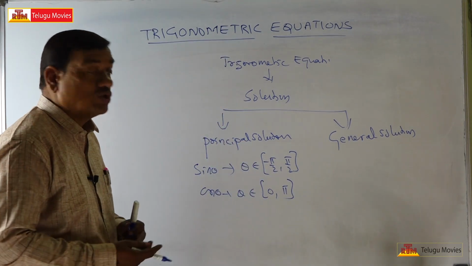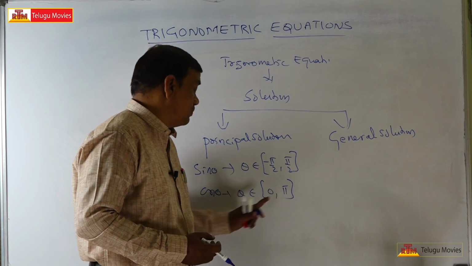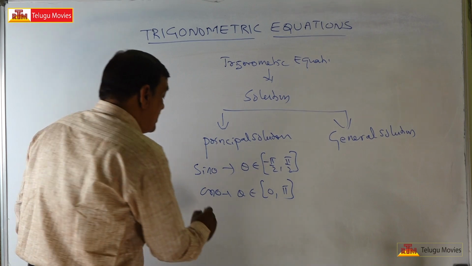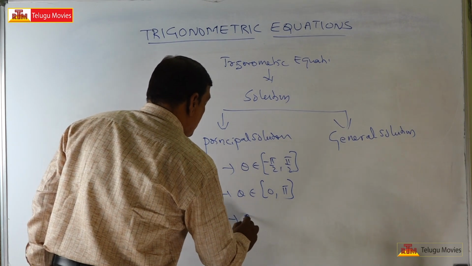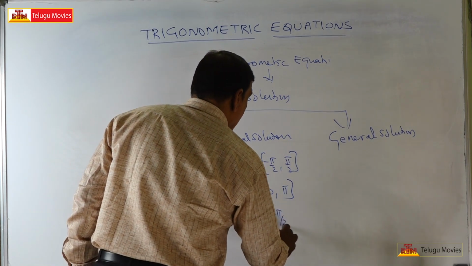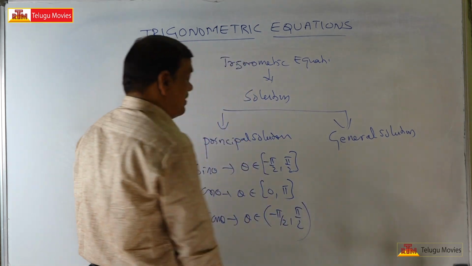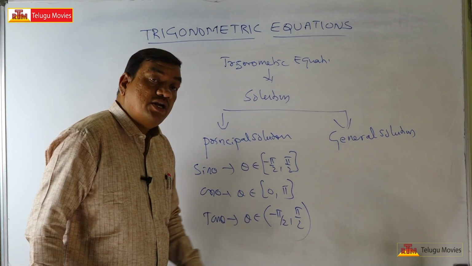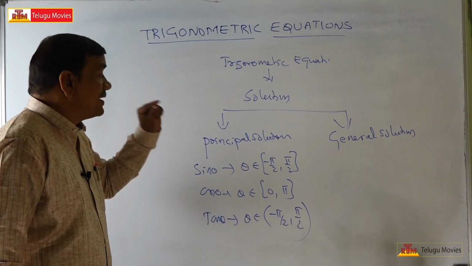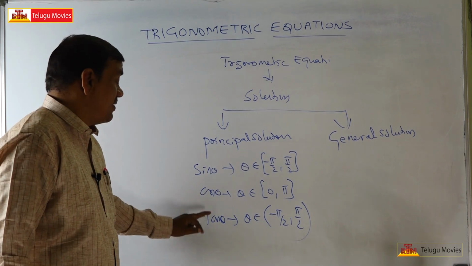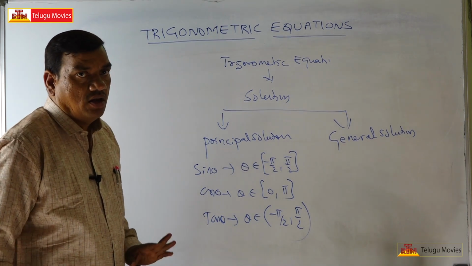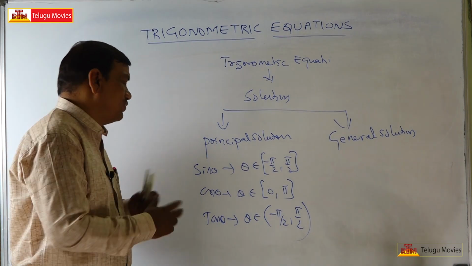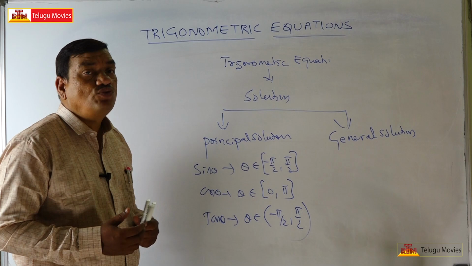The solution which belongs to 0 to pi is called the principal solution. For tan theta, it belongs to the open interval minus pi by 2 to plus pi by 2. So any solution which belongs to minus pi by 2 to plus pi by 2 is called the principal solution of a trigonometric equation involving tan theta. Sir, why should we take minus pi by 2 to plus pi by 2, and 0 to pi? Why, sir?